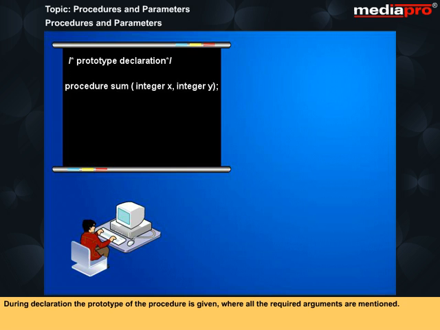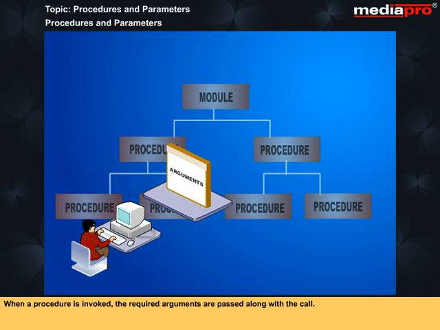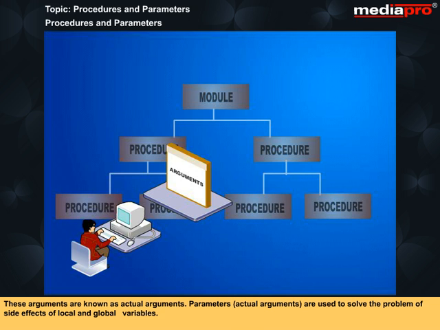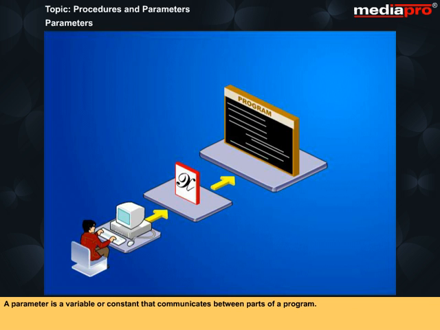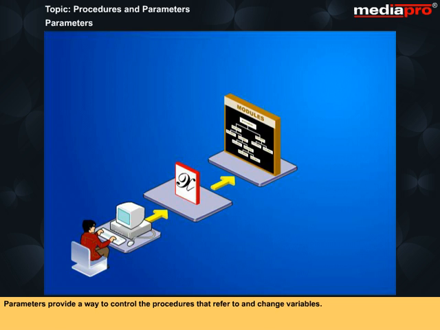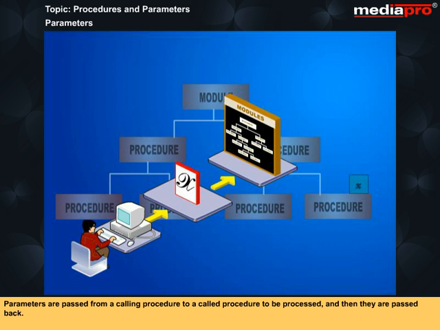During declaration, the prototype of the procedure is given, where all the required arguments are mentioned. The variables used in the prototype are formal arguments. When a procedure is invoked, the required arguments are passed along with the call. These arguments are known as actual arguments. Parameters are used to solve the problem of side effects of local and global variables. A parameter is a variable or constant that communicates between parts of a program. Parameters provide a way to control the procedures that refer to and change variables. Parameters are passed from a calling procedure to a called procedure to be processed, and then they are passed back.